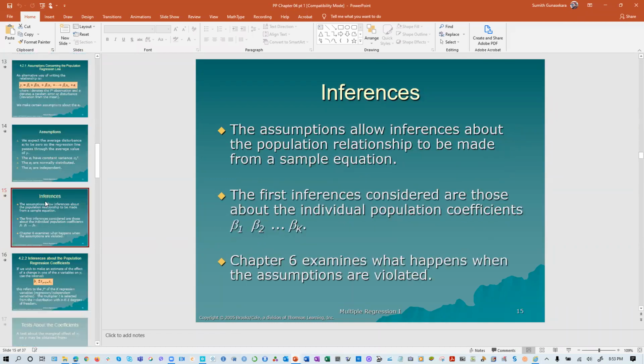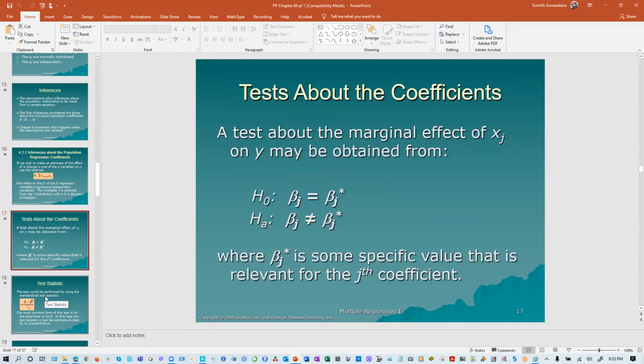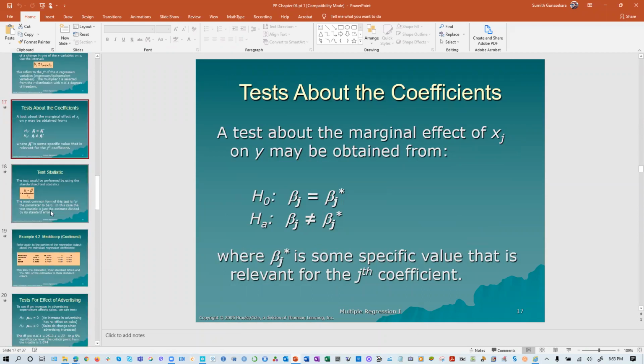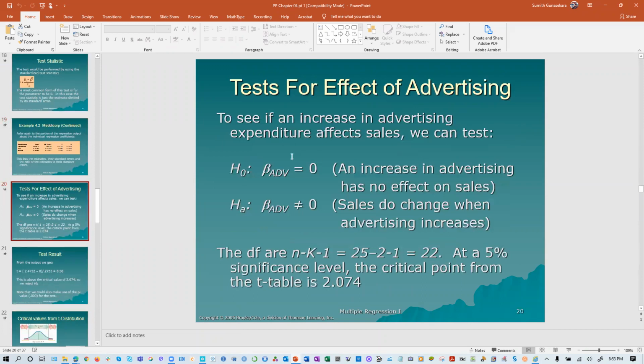So we talk about these inferences. So far I talked about the individual and overall test. Look at the advertising: the increase in advertising has no effect on sales. They're going to say it in plain English. How are you going to write this?